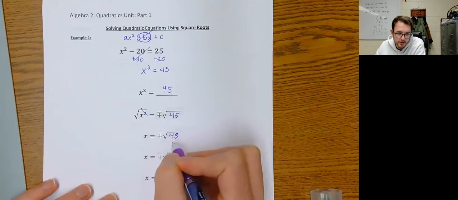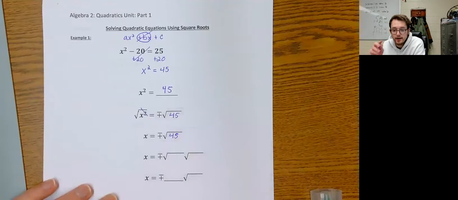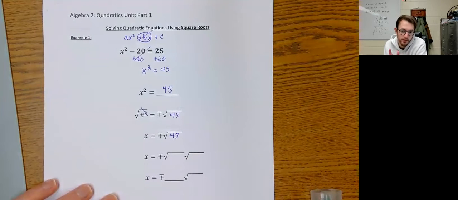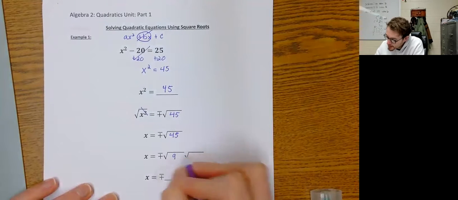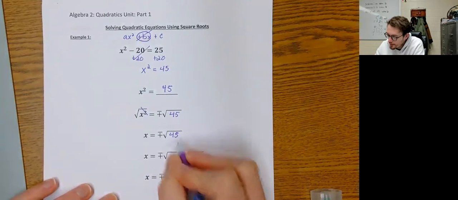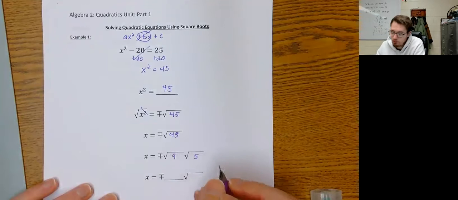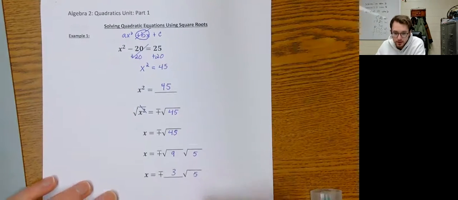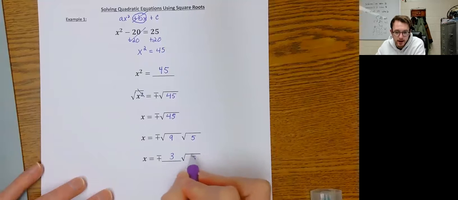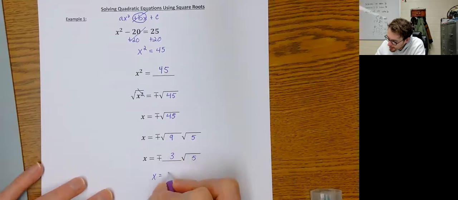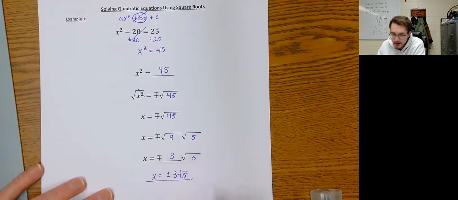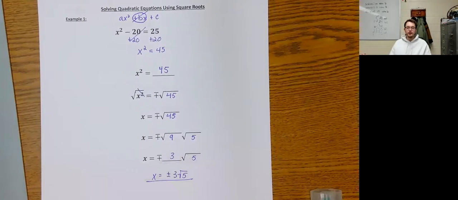Now we can simplify this. So the biggest perfect square that goes into this. Does 4 go into 45? No. Does 16 go into 45? No. Does 9 go into 45? Yes. 9 goes into 45 5 times. 9 times 5 is 45. What is the square root of 9? 3. And this is done because I can't simplify this anymore. This is my answer, right? My answer is x equals plus or minus, 3 square roots of 5. That's it. That's done.